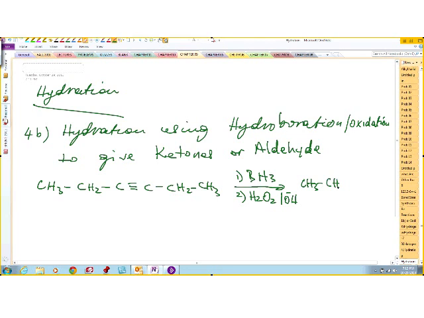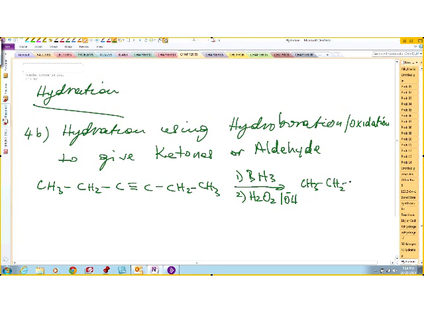I know all of you are asking, since you say we are adding water, how are we getting ketone? I will show you that later. Maybe on Thursday, I will explain what is happening in that particular sequence of reactions for us to get a ketone. But for now, just accept the fact that when you have this here, you are going to convert the carbon-carbon triple bond to either a ketone or aldehyde.